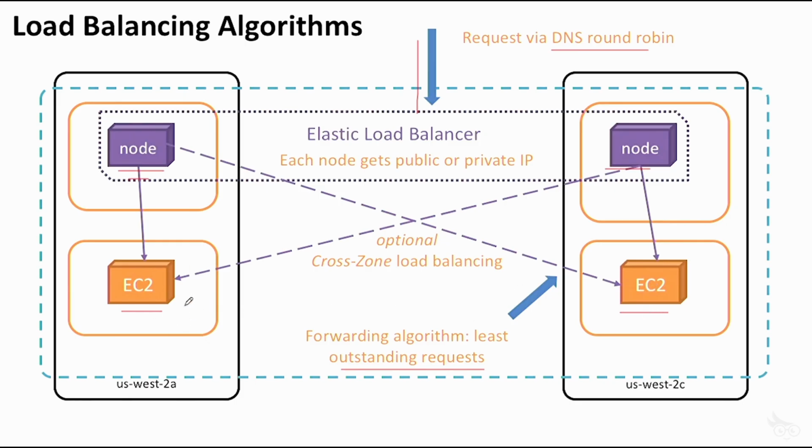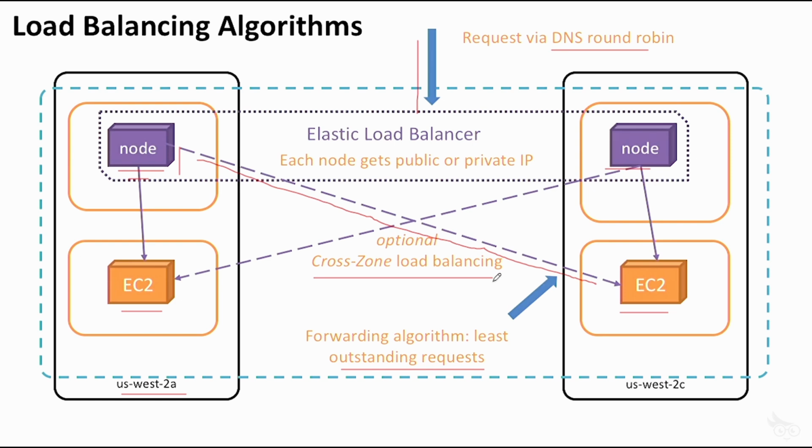Now you'll notice here that we have multiple instances across multiple availability zones. In this case, we're using US West 2. So in this example, we have 2A and 2C. It's possible for a load balancer node over here in 2A to send a request off to a backend instance in another availability zone, and we call that cross-zone load balancing. That is an option that's enabled by default.